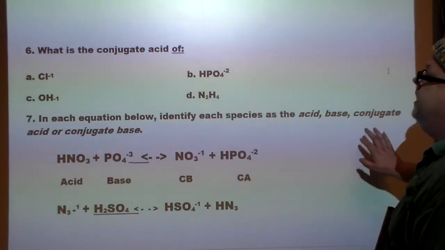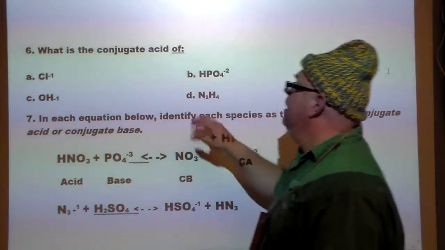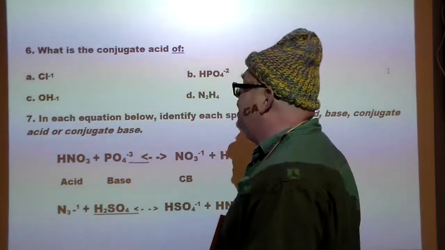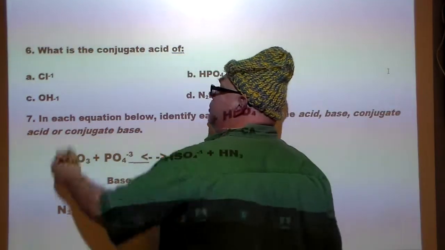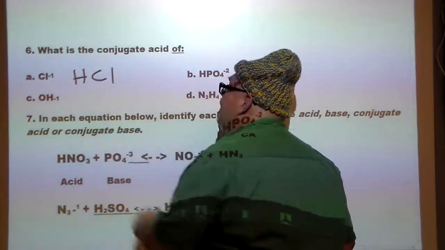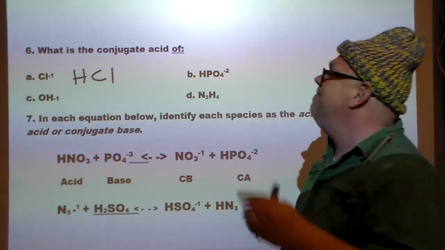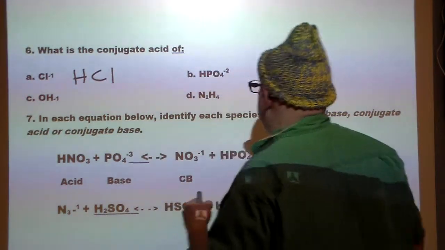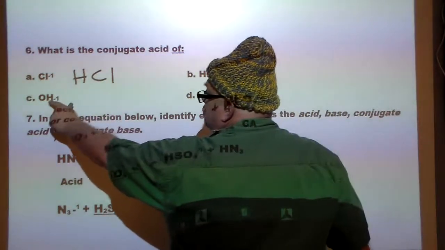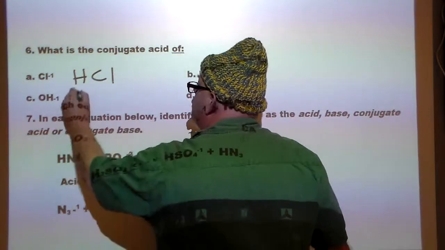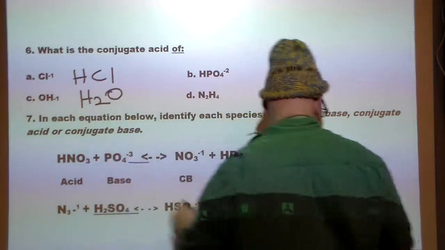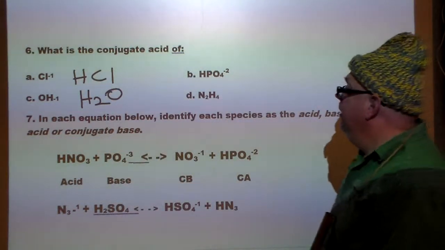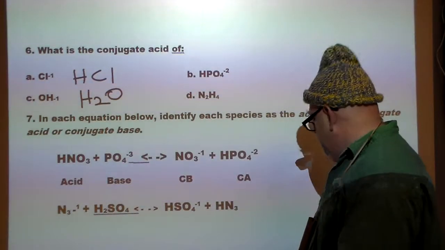So, what is the conjugate acid of Cl-1? Well, the conjugate acid of Cl with a -1 charge is HCl. A conjugate acid, remember, picks up the hydrogen ion, just like OH-1 here. It picks up the hydrogen, and guess what? It becomes H2O. Absolutely. Okay?